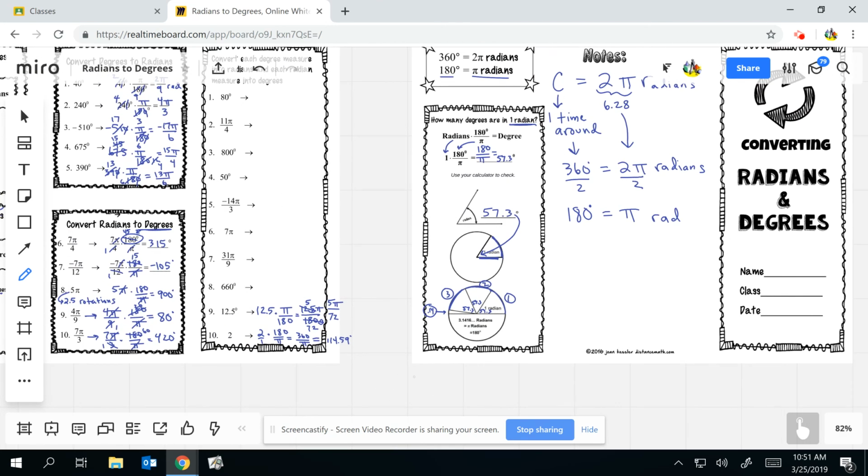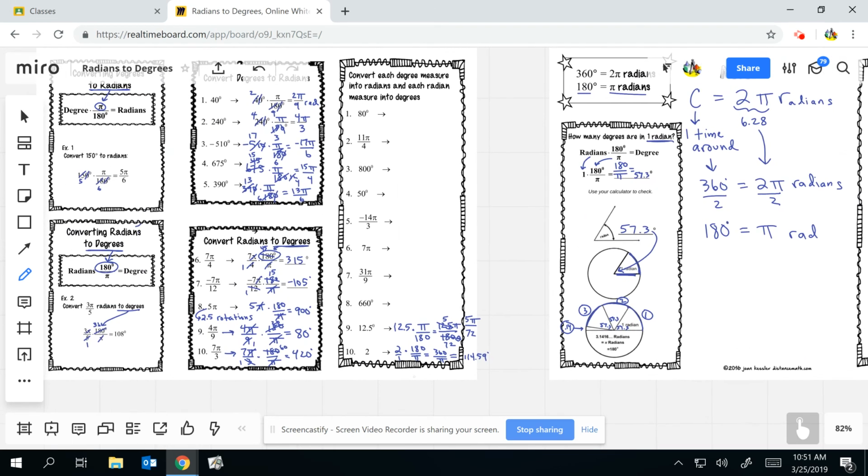Any questions on any of those so far? So take the time to do 1 through 8. I'll give you those answers at the end, and then you can work on the homework.